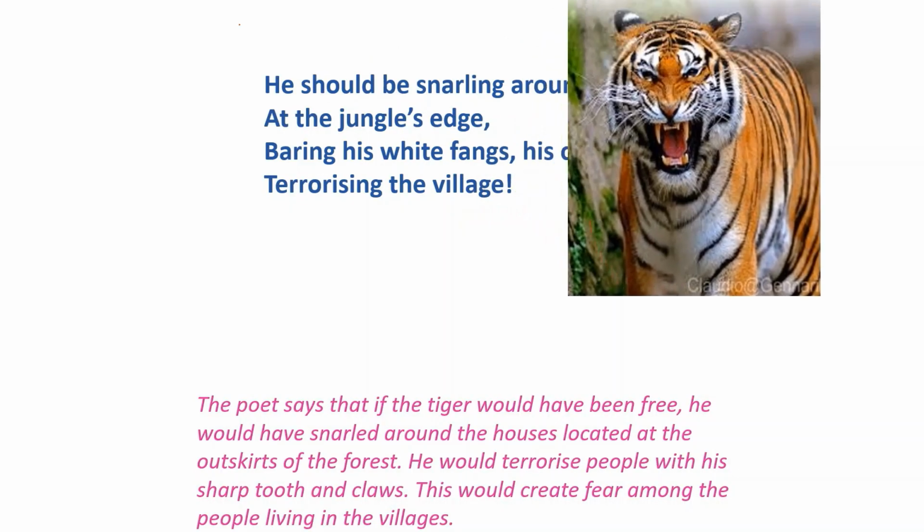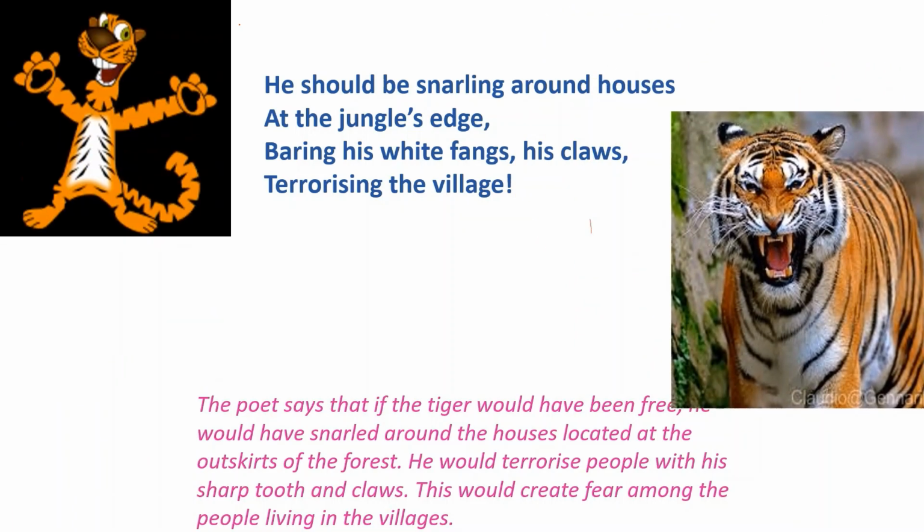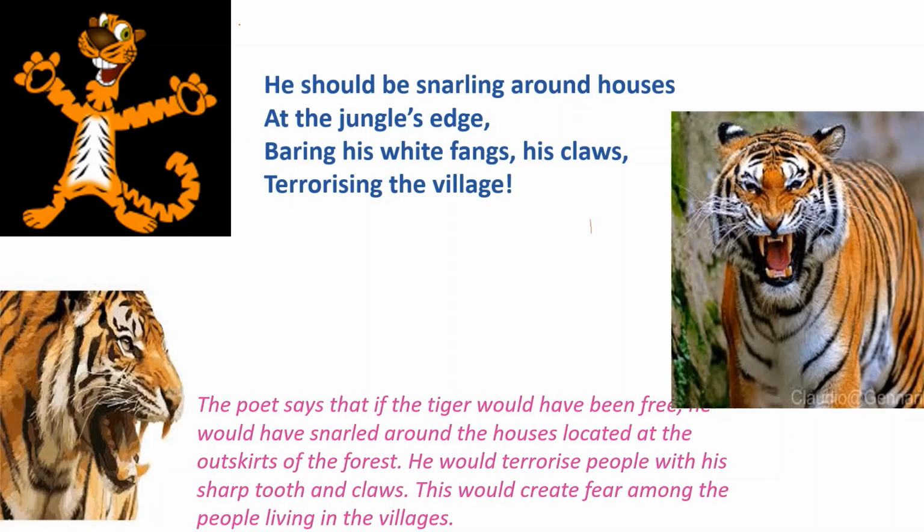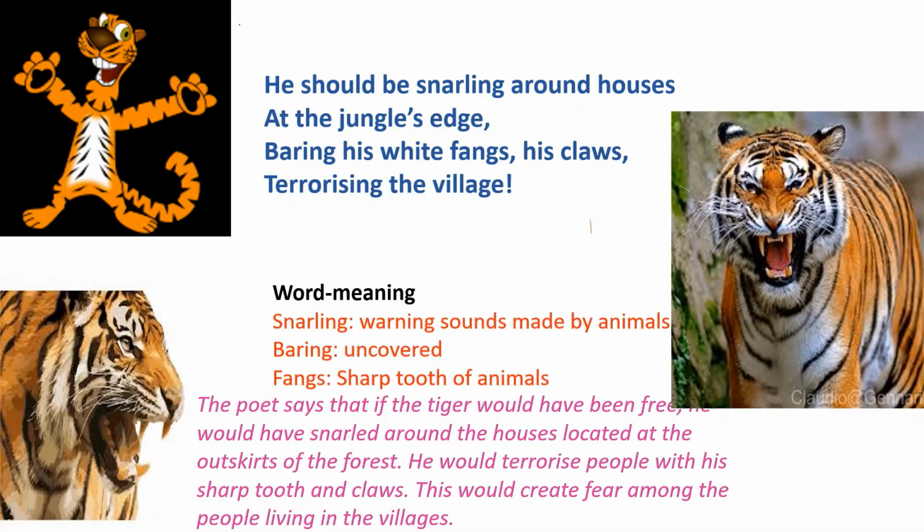Third stanza is: he should be snarling around houses at the jungle edge, baring his white fangs, his claws, terrorizing the village. Difficult words are snarling, warning sounds made by animals; baring, uncovered; fangs, sharp teeth of animals. So in the first sentence, he should be snarling around houses. Snarling, growling.